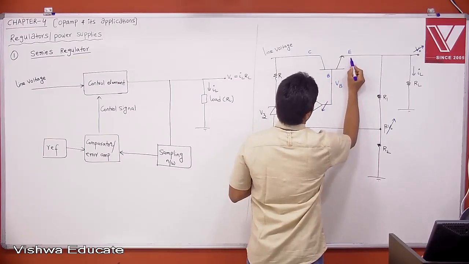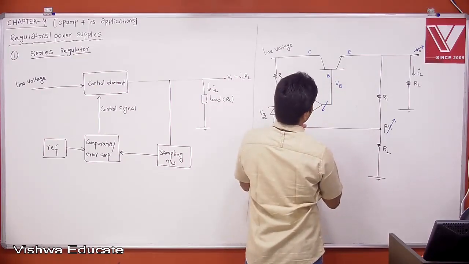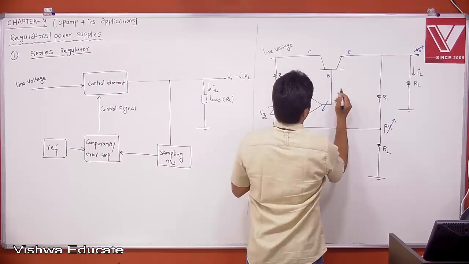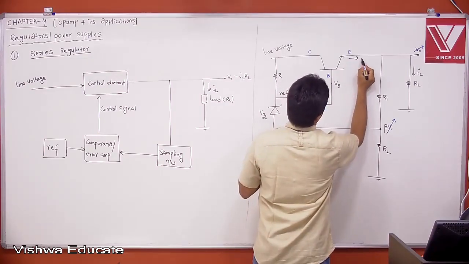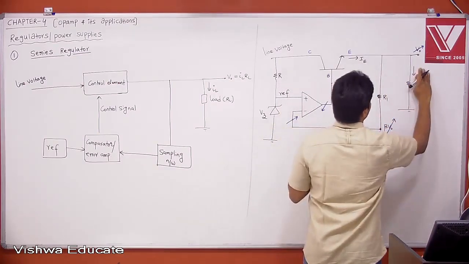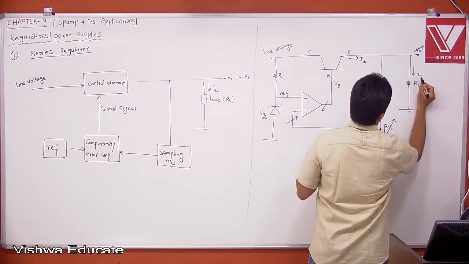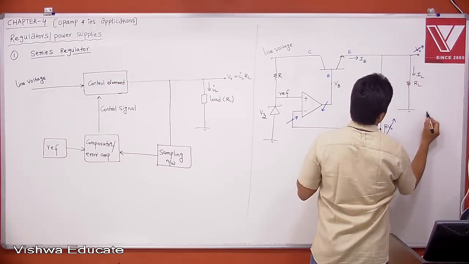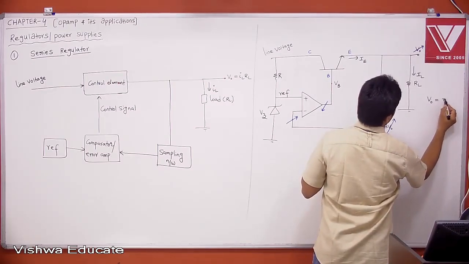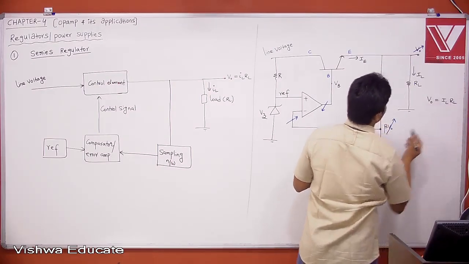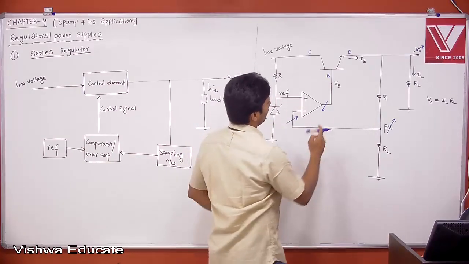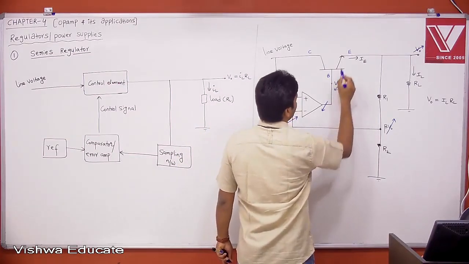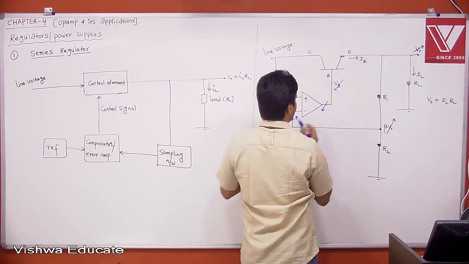Whatever current is flowing, this is your VB, the voltage at base, and this is your IE, that is nothing but your IL. Let me say this is your load current IL. Then what is your V0? Your V0 is equal to IL into RL. Therefore, now tell me, if voltage at base is decreasing, when VB decreases, VBE decreases, IB decreases.